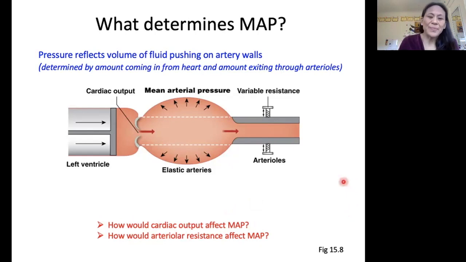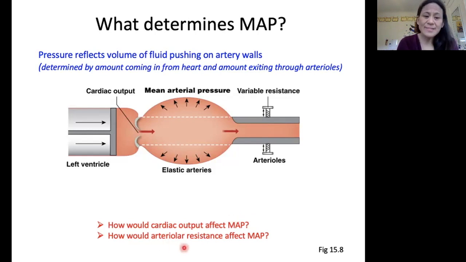Okay, so hopefully you came to the conclusion that cardiac output is going to be positively correlated to MAP. As we increase our cardiac output, we're going to increase our mean arterial pressure. If you think about it, more cardiac output, more blood coming out of the heart, means more blood volume in the arteries. That means more blood pushing on the walls of the arteries, and that means an increase in pressure in the arteries.